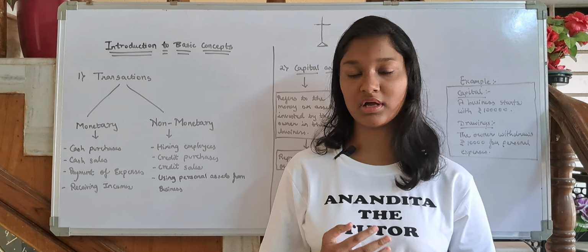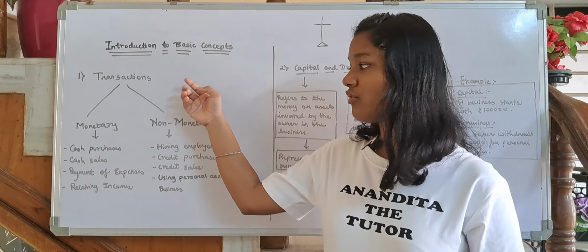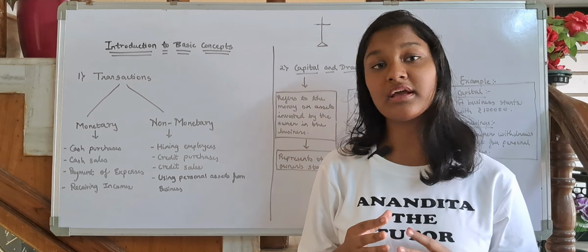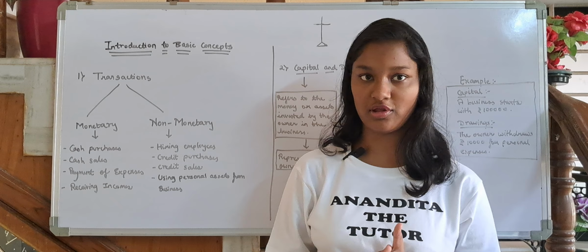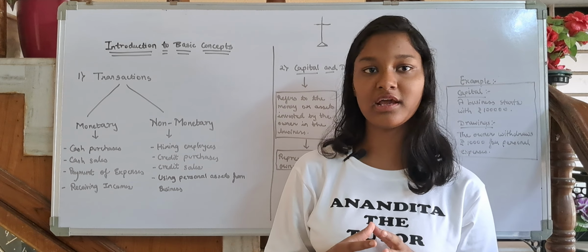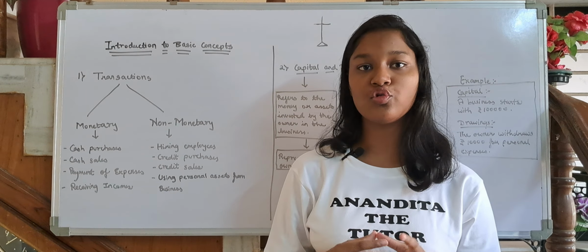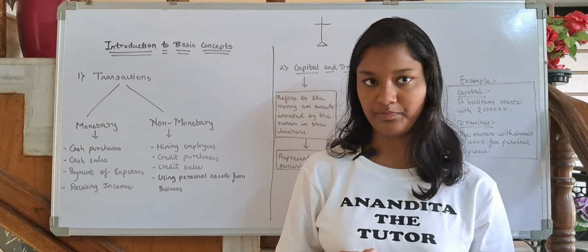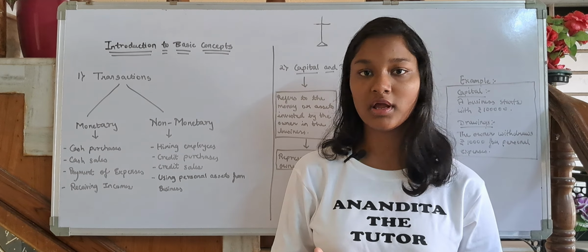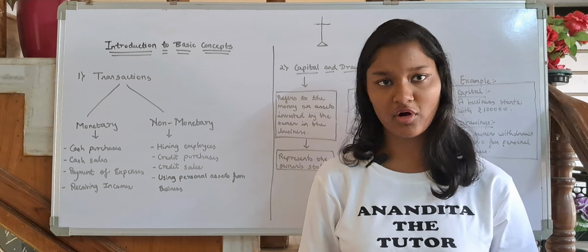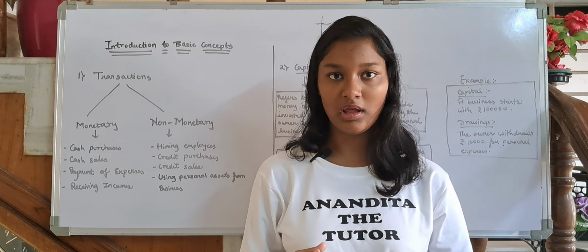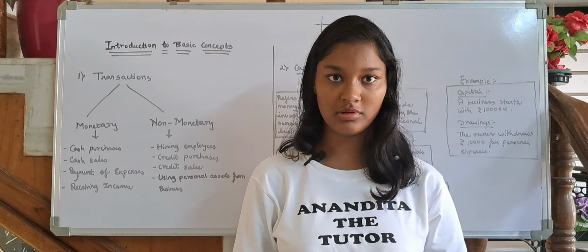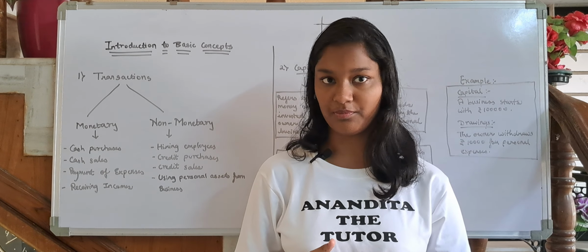Okay, so the first concept is transactions. So what is a transaction? When there is an exchange of something between two persons, it is known as a transaction. When there is a give and take of something between two people, it is known as a transaction. So I go to a grocery store, I purchase whatever groceries I need, and then I pay money to the shopkeeper. So that is a transaction.